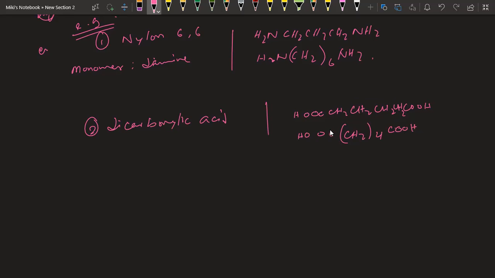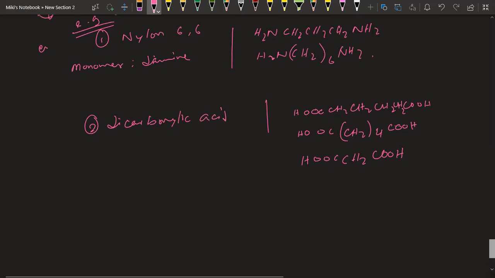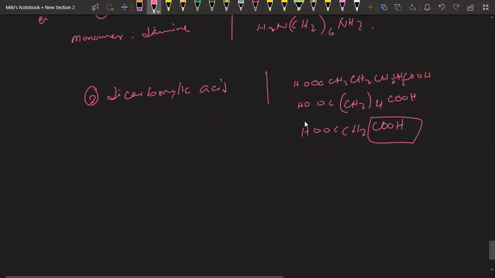Oftentimes you will see in question papers they write it the way shown at the bottom one. Or it could also simply be CH2 COOH. This is another dicarboxylic acid. So we should have some material which has a functional group present on both sides, so that bonds would be formed.